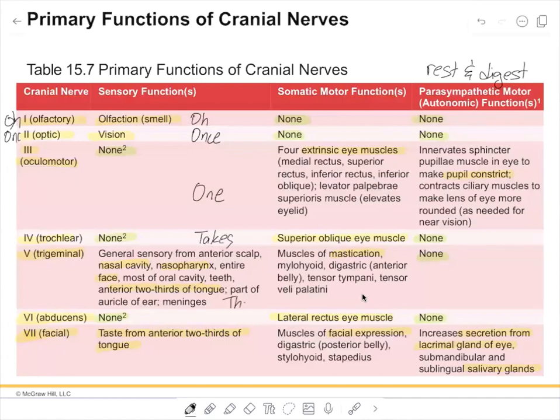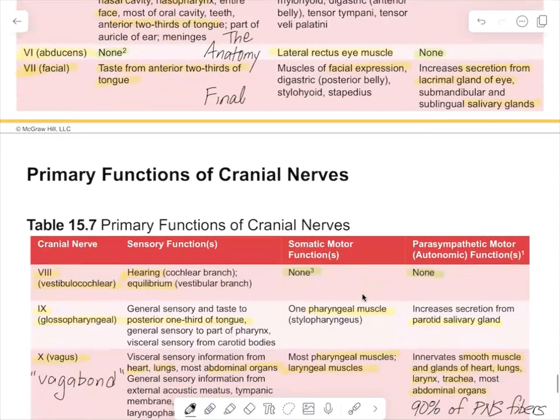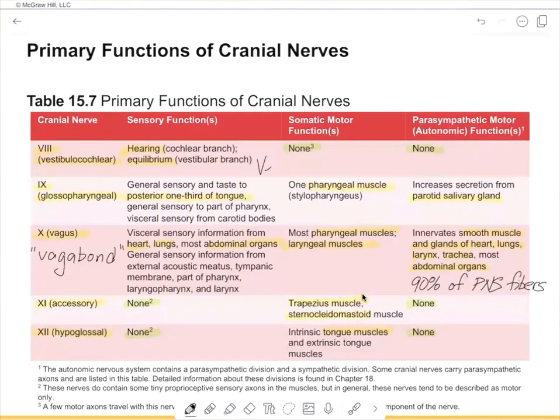the anatomy final very for vestibulocochlear good vacations are heavenly. Something that sounds really good probably after this class.